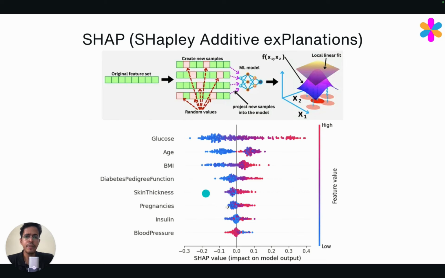And at the end of it, we will get a feature value versus SHAP value plot. So this we have already seen in the previous slide. Here for this particular patient, the glucose has a high positive correlation, blood pressure has a mild negative correlation, right? So this is how you read the plot. The end result of a SHAP explanation for a local instance looks something like this.